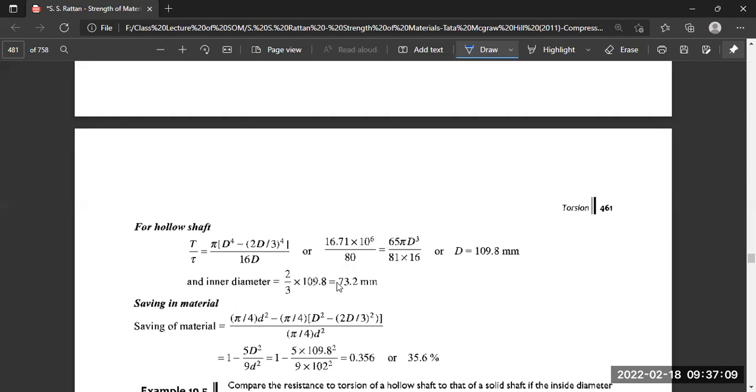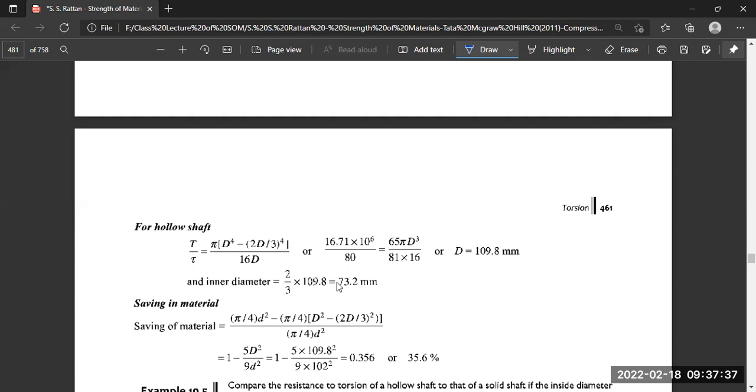What is the saving of the material? This is π/4 D² minus π/4 (2D/3)²: the cross-sectional area of the hollow shaft divided by the area of the solid shaft. We know, because they are of the same material, this is multiplied by the density of both, and they should cancel each other.